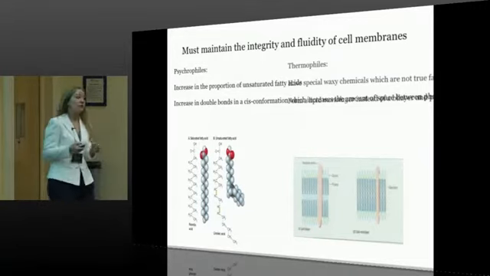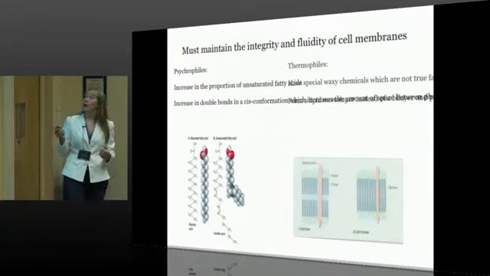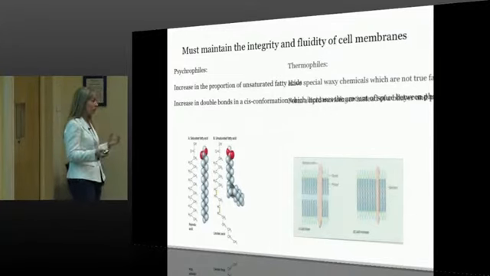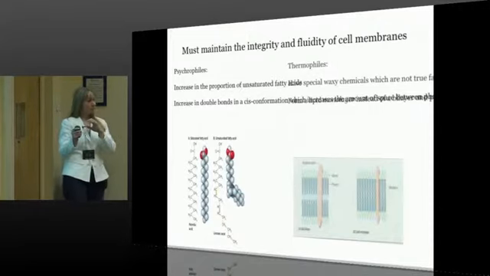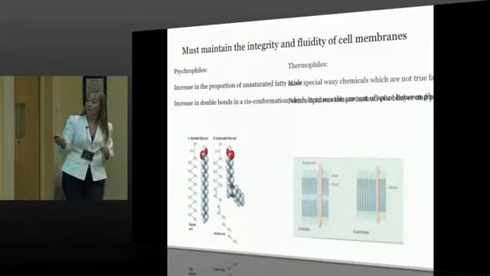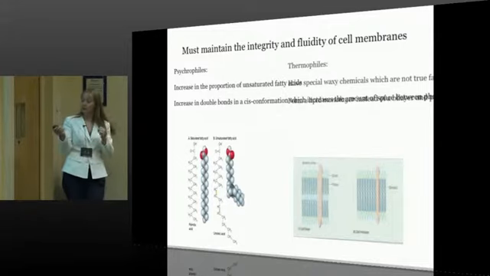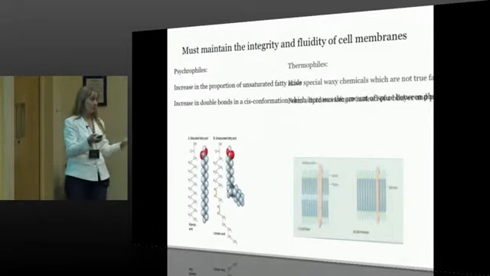Whereas the thermophiles have a different way of keeping their membrane intact at high temperatures. They have special waxy chemicals that aren't really the double layer you'd expect to see. This is a normal membrane where you have your lipid bilayer, but a lot of hyperthermophiles just bind the two sides together. So there are bonds that are not as easily broken, and the membrane stays intact.